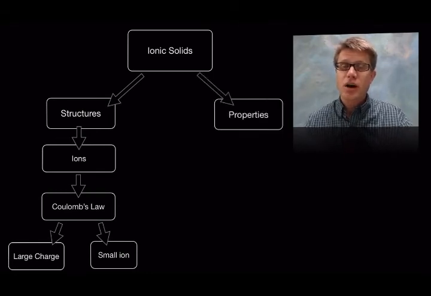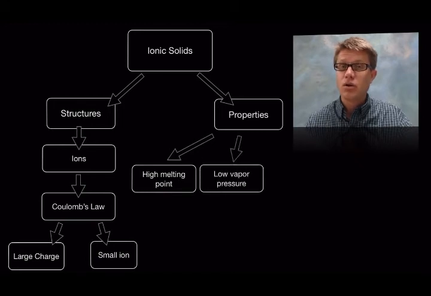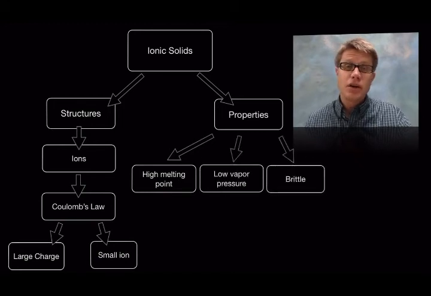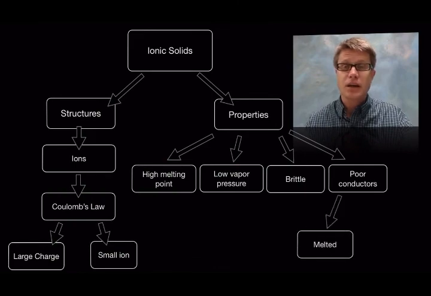And so what are some of the properties that we observe in ionic solids? Well, they have a high melting point. They have low vapor pressure. They're going to be very brittle, break readily, and also they're going to be poor conductors of electricity in a solid form. However, if we were to melt them, they can actually conduct electricity.